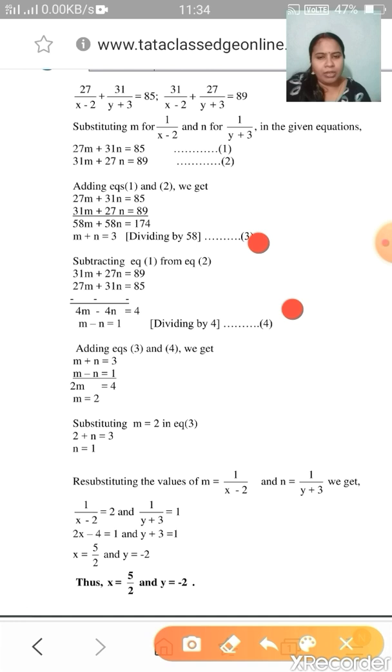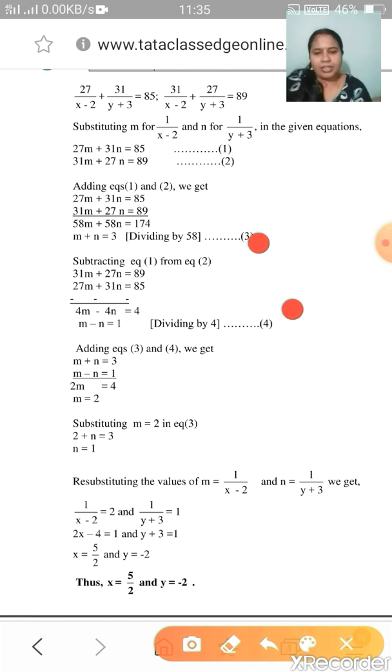Similarly for the other part, we have 1 upon y plus 3 is equal to 1. Here also you need to cross multiply. Any number multiplied by 1 is that same thing. So we get y plus 3 is equal to 1. Shift that plus 3 to the other side. It will become minus 3. So we have y is equal to 1 minus 3, which is nothing but y is equal to minus 2.